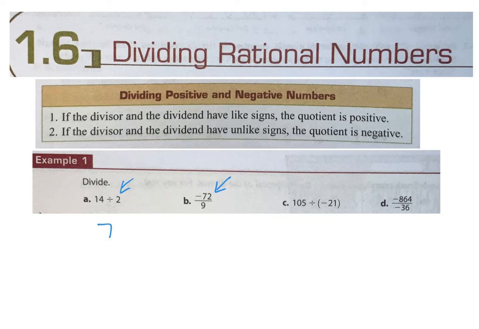So this means negative 72 divided by positive 9. Is my answer going to be positive or negative? Negative. And 72 divided by 9 is 8. And so these are the rules for division.